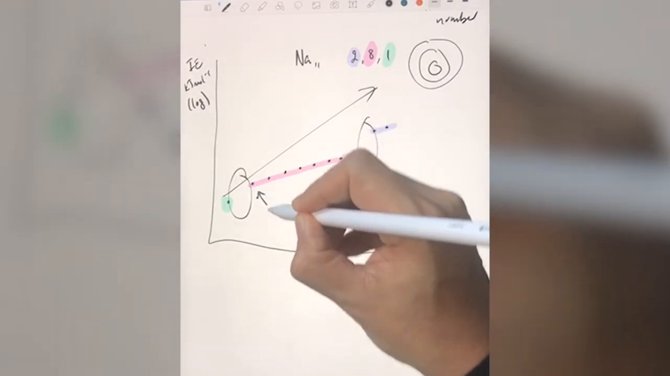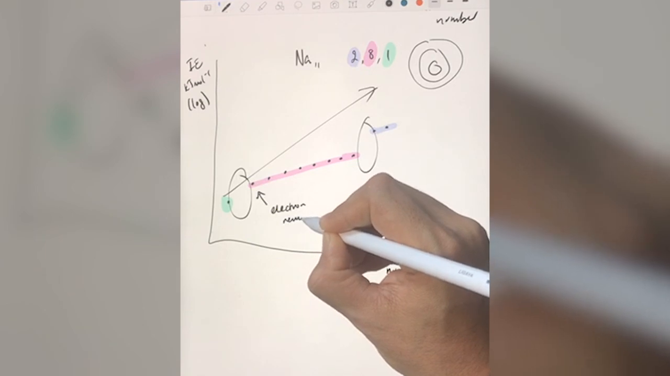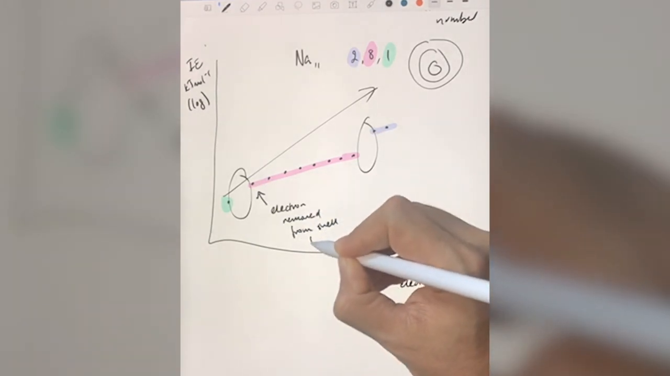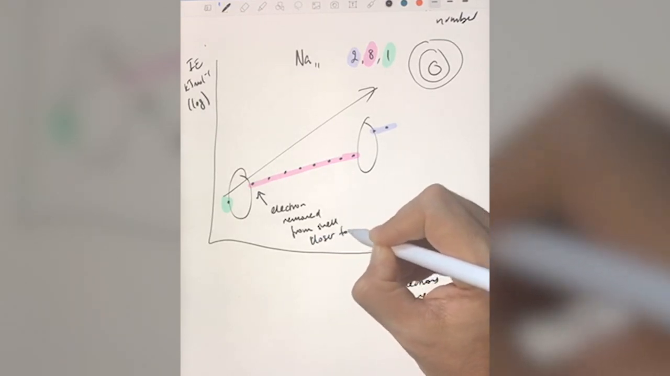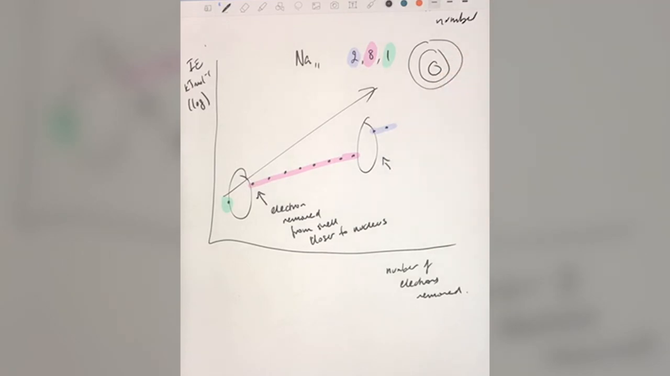So this electron is being removed from a shell that's closer to the nucleus, and the same with this one. There are different types of questions about this kind of thing, but when you're looking at successive ionization energies, they're normally asking you to identify an element, or identify the electron configuration of an element, from information about its successive ionization energies.